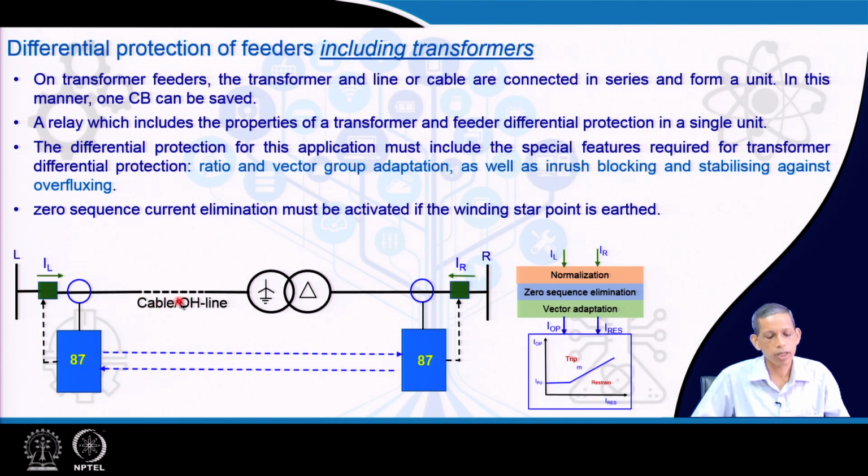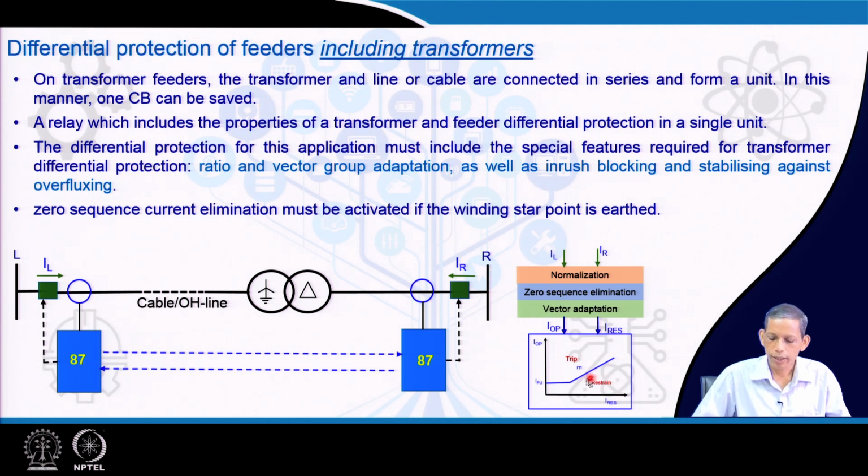So, we will have a combined differential protection of this one. If you go for individual protection, it will be too expensive also. So, how the joint cable or overhead line and the transformer can be protected by a differential arrangement is the issue here in this case.